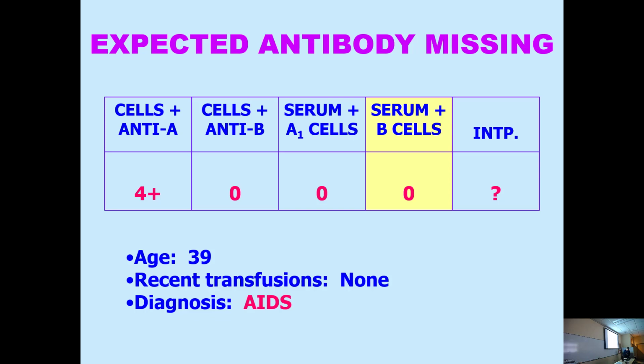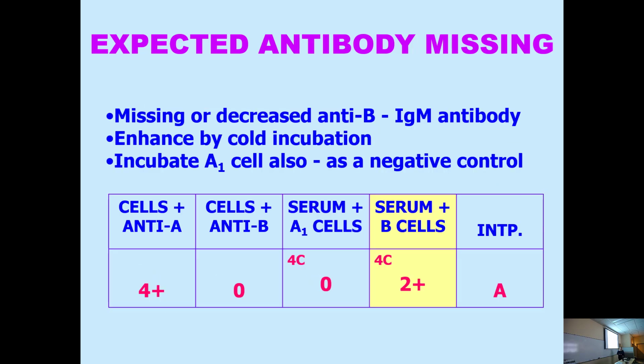What do we know about AIDS? It's going to affect your immunoglobulins. So, we expect that maybe his anti-B is just missing or very low quantities of it. So because of this, we can actually enhance it by a cold incubation. ABO likes cold, right? Our IgMs like cold. So what we're going to do is take both. You don't take just the one you expect. You take both of the ones, the back typing, and you're going to incubate them at 4 degrees Celsius.